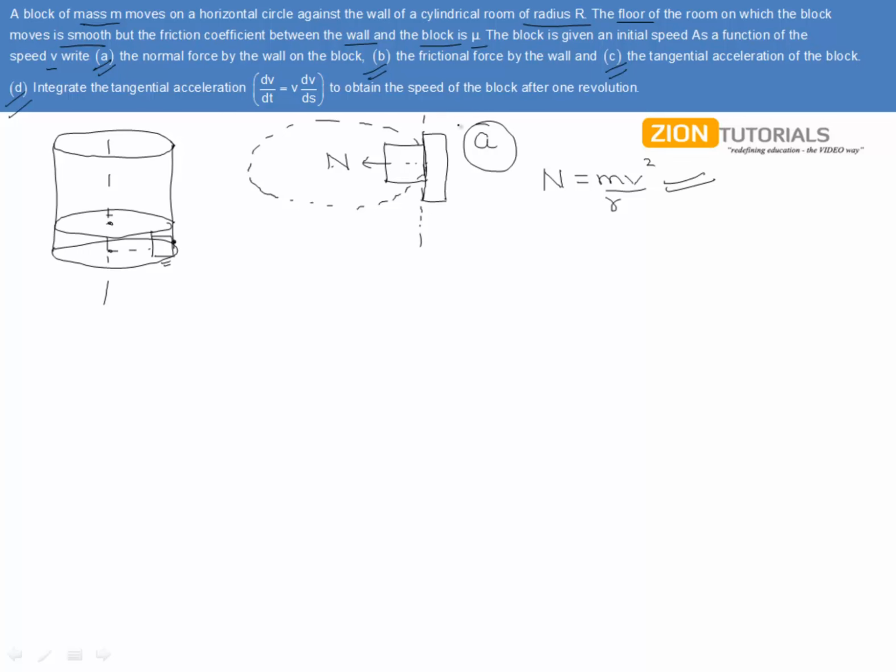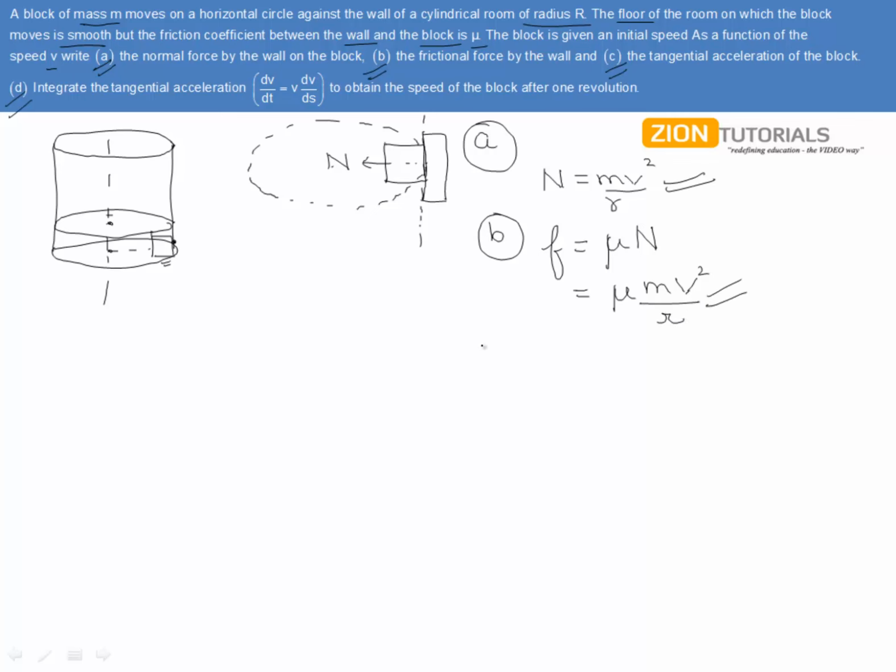Now, working with the second part of this problem, the B part, we need to find the frictional force by the wall. We all know that the frictional force, whatever its direction may be, is mu into normal reaction. We have the normal reaction from part A. So friction is simply equal to mu mv square by r.